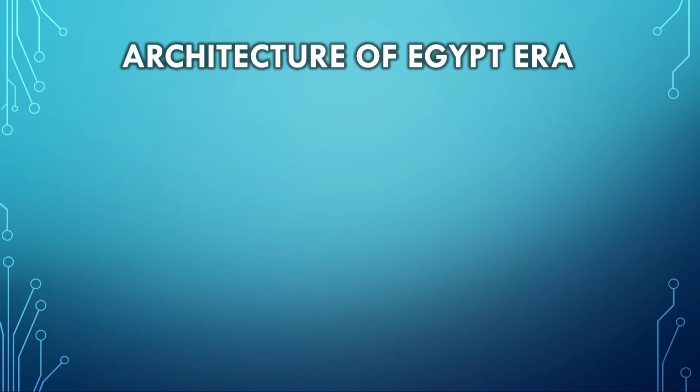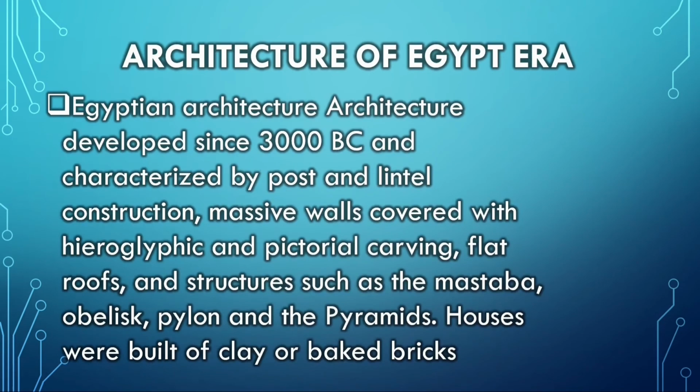Architecture of the Egyptian era. Egyptian architecture developed since 3000 BC and is characterized by post and lintel construction. Massive walls covered with hieroglyphic and pictorial carving, flat roofs, and structures such as the mastaba, obelisk, pylon, and the pyramids. Houses were built of clay or baked bricks.